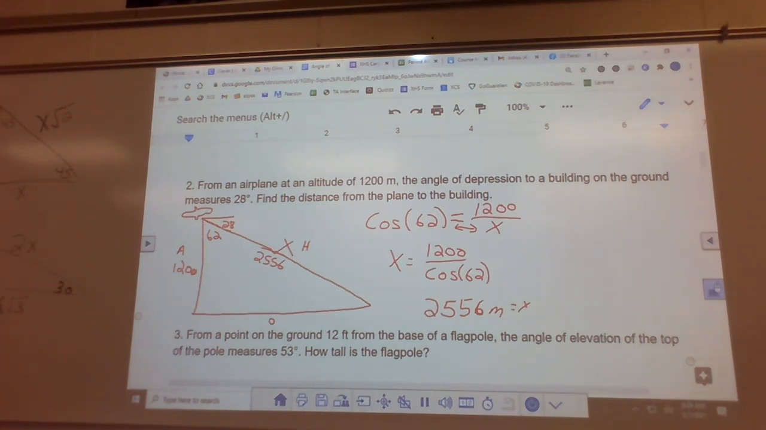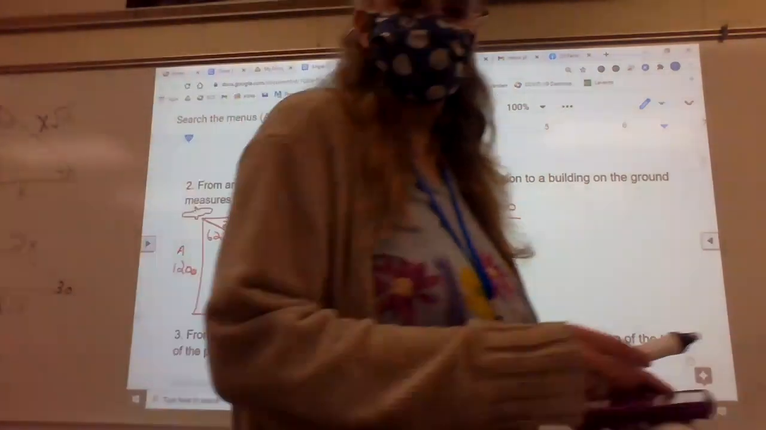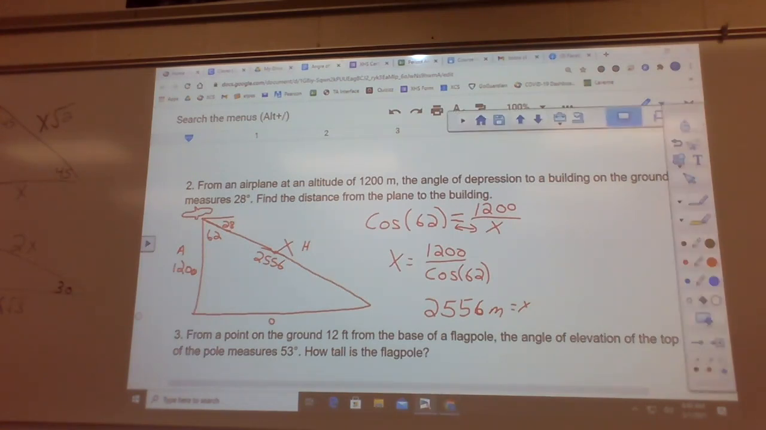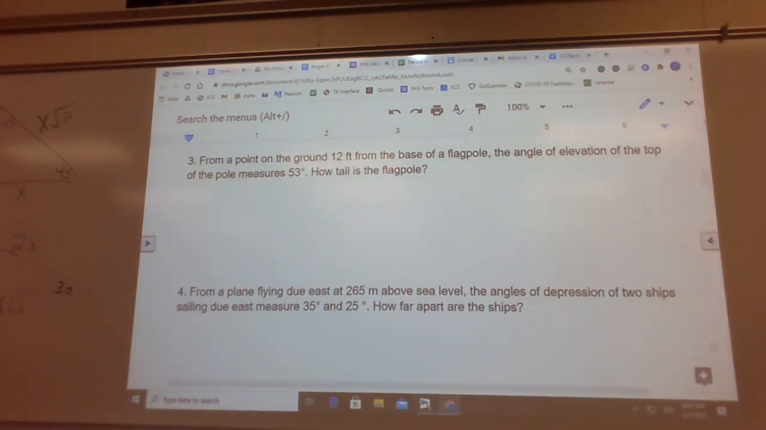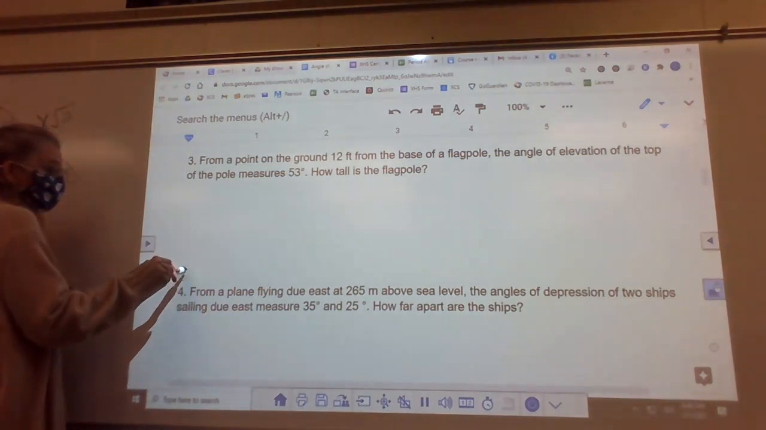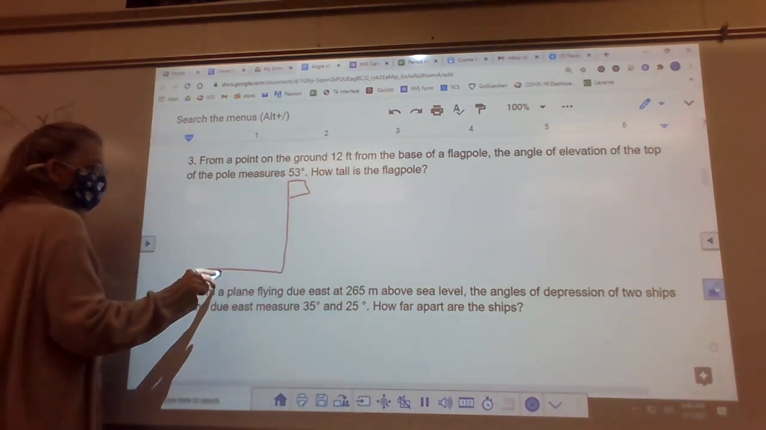So number 2, does it make sense? Are we okay? Let's look at number 3. Number 3 is really straightforward. About as straightforward as they can get. From a point on the ground, 12 foot from the base of a flagpole. So from the point on the ground to a flagpole is 12 foot.